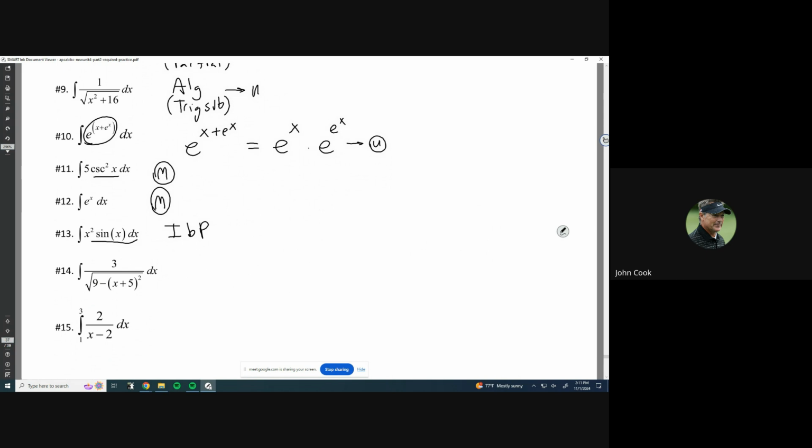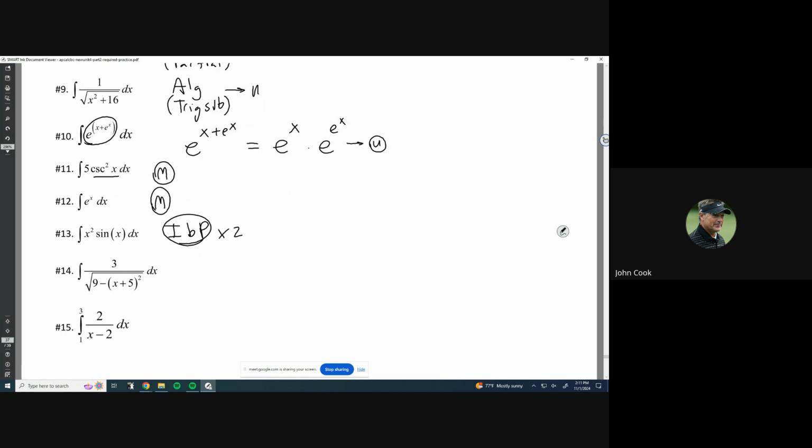But this is a standard integration by parts problem because we just have x to the first power. And you can just look at it and say, well, the derivative of this is not that. So it's just going to be something else. So we got to use integration by parts. In this case, you'd actually have to do it twice because of that x squared.